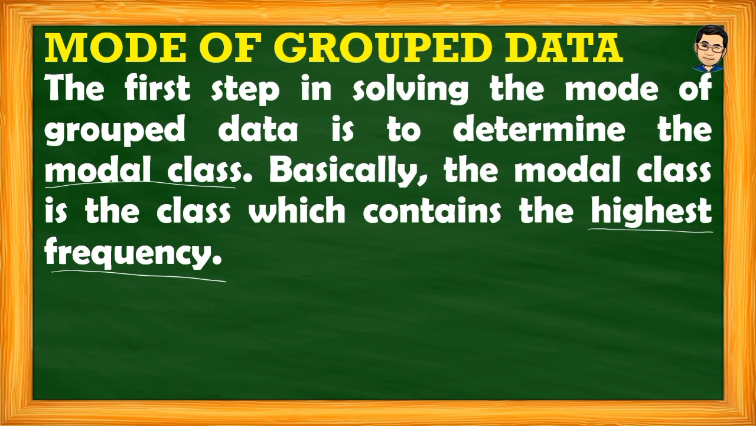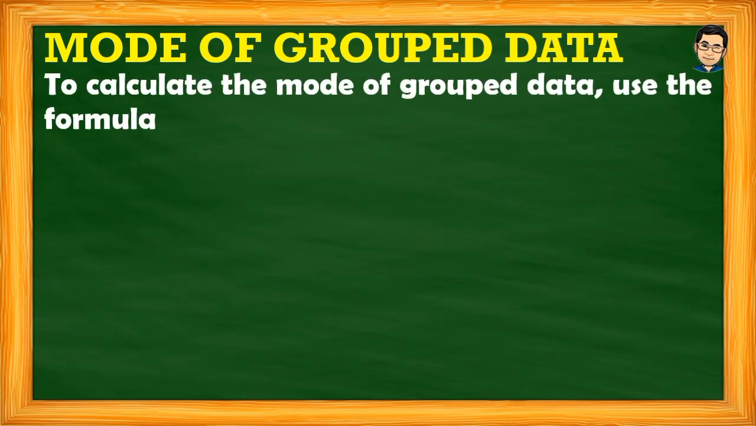Hindi katulad ng median, yung N, total frequency, di-divide muna natin siya sa 2. And then meron tayong cumulative frequency column. So dito, pinakamadali siya. Basta determine lang natin yung particular class na may pinakamataas na frequency. That will be the modal class. So let us now have mode of group data. How do we calculate the mode of group data? So yeah, syempre, we will use this formula.